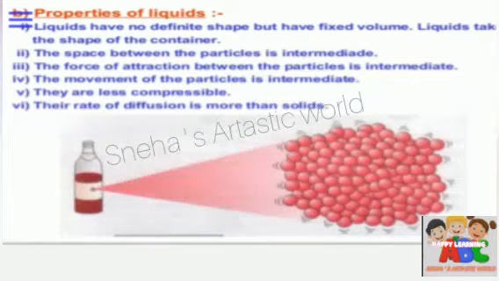The next state is liquid. We discuss properties of liquid. The first one is that liquid has no definite shape but has a fixed volume. Liquid takes the shape of its container. We all know the liquid does not have a definite shape; it takes the container's shape.